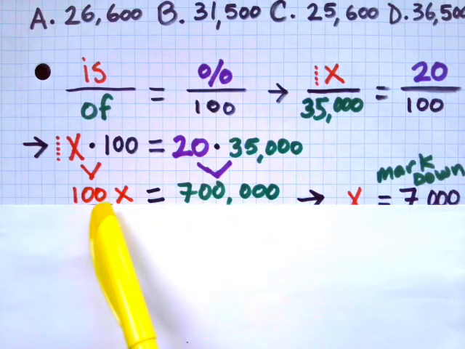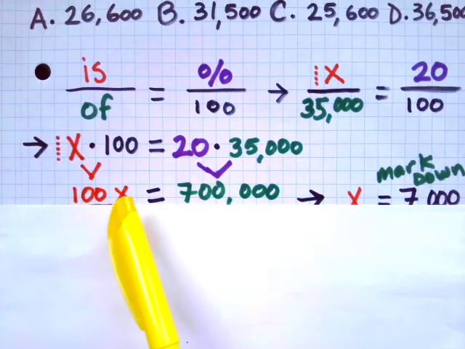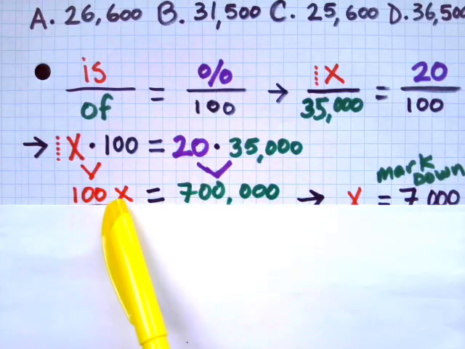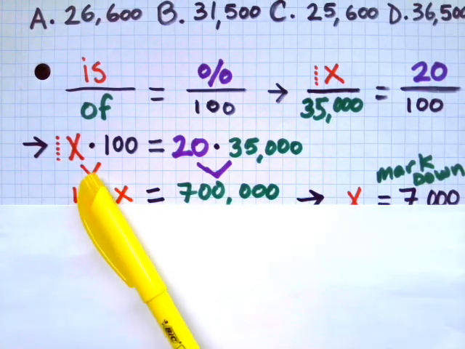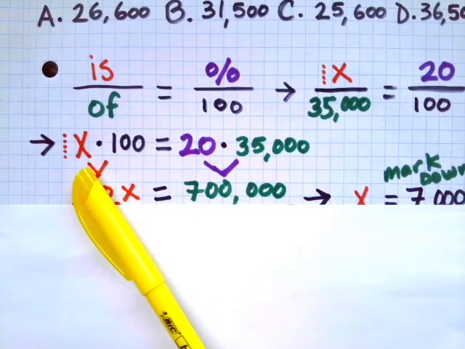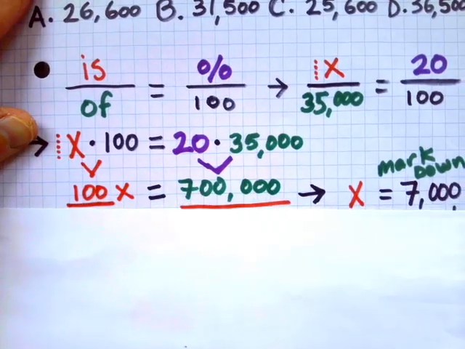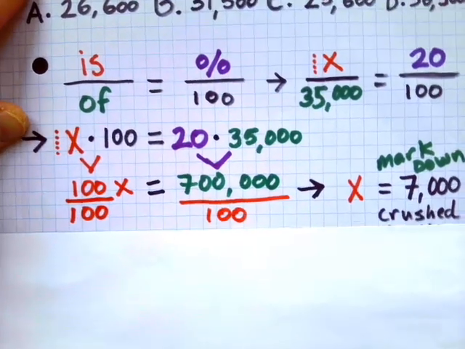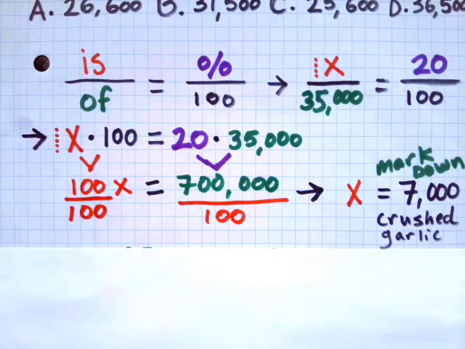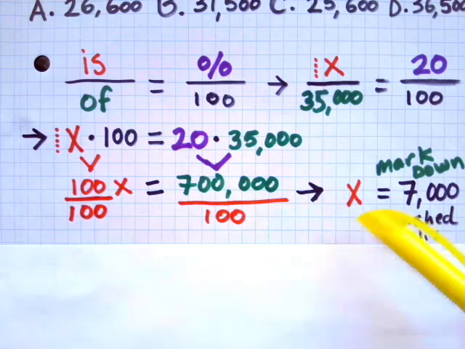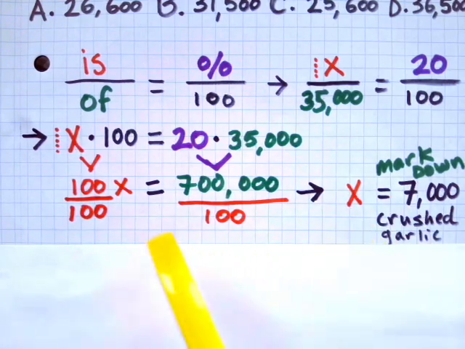Well, I'm going to perform the opposite. I'm going to pretend I don't know. Perform the opposite of multiplication. I'm going to divide 100 to both sides. That eliminates that 100, getting x all by itself. Remember, that's what I'm trying to do, get x all by itself. Let me straighten this up a little bit here. And so you can see 100 over 100 is 1x. That's that invisible 1x equals 700,000 divided by 100 is 7,000.